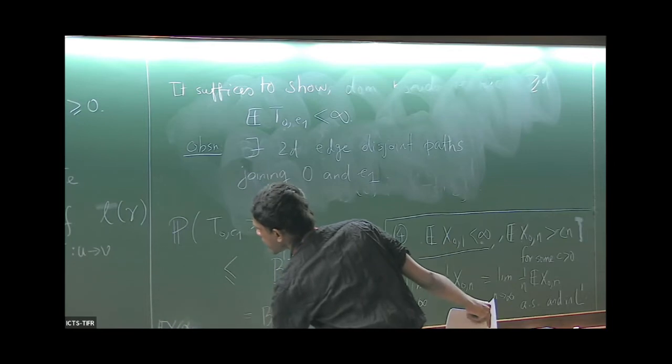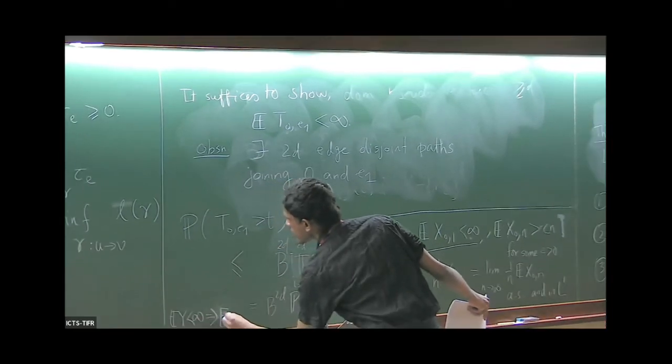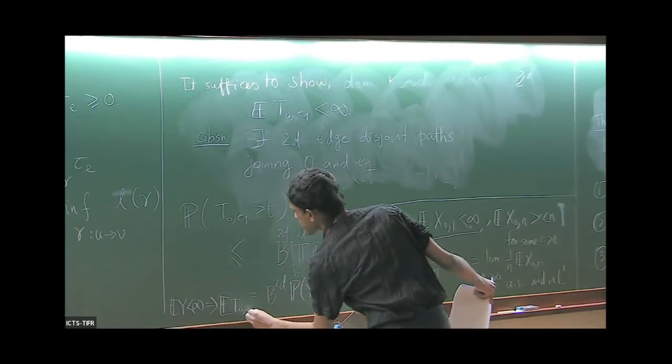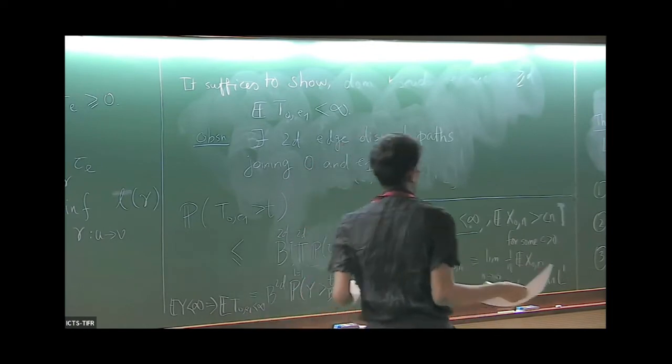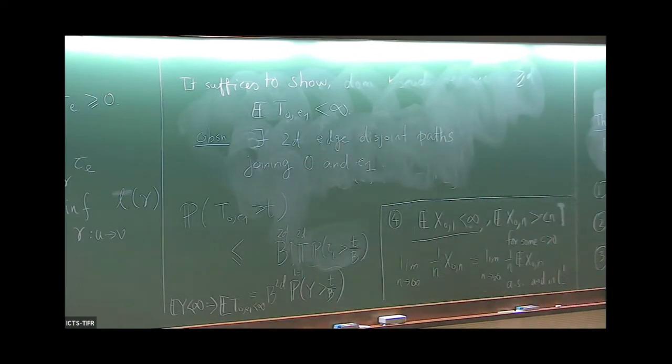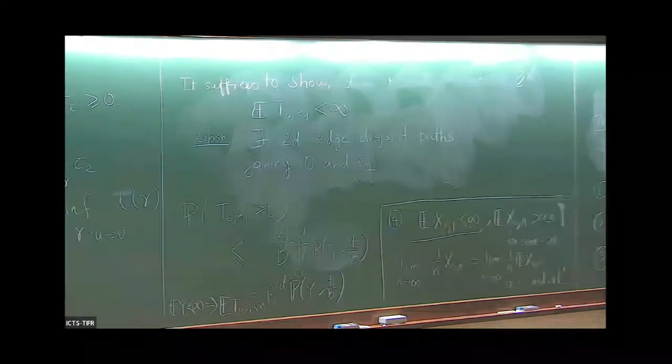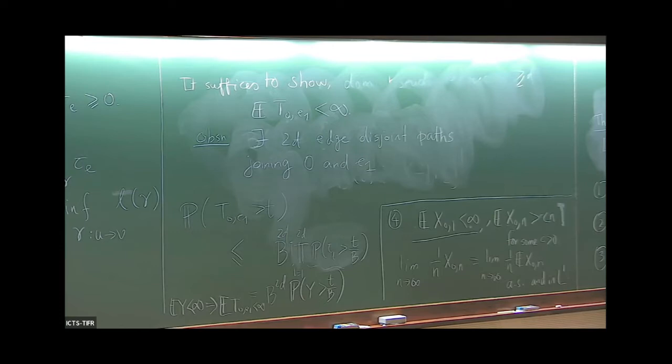Expectation of y finite implies expectation of t0 is also finite. So this is the only hypothesis in the subadditive ergodic theorem that we needed to verify. So when we put it back there, the conclusion of the subadditive ergodic theorem is that 1 over n t0 n e1 converges to some constant almost surely and in L1. So this is the constant we call mu e1.